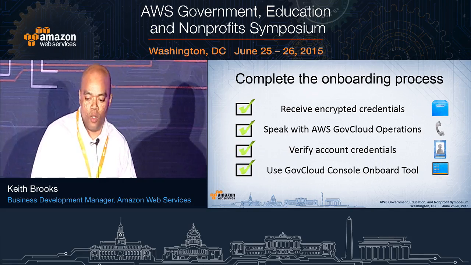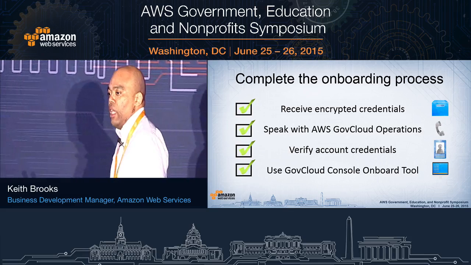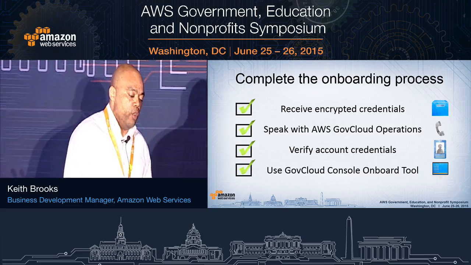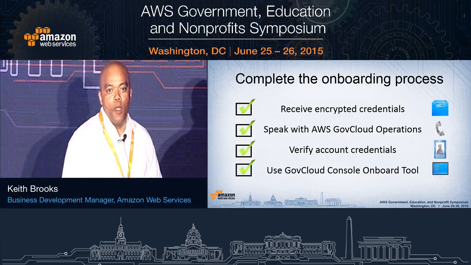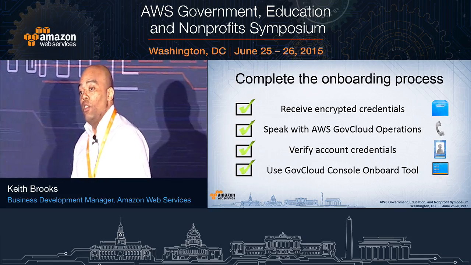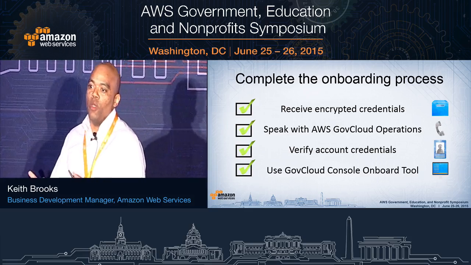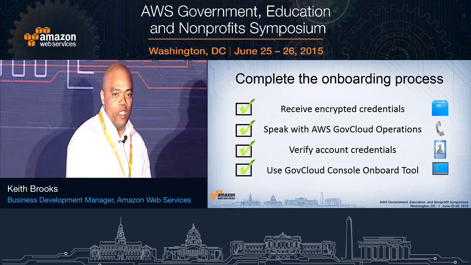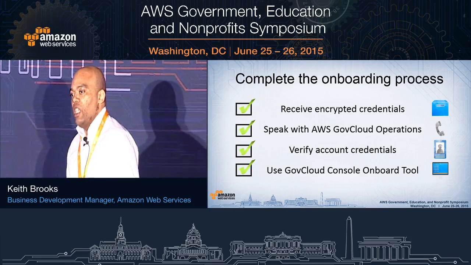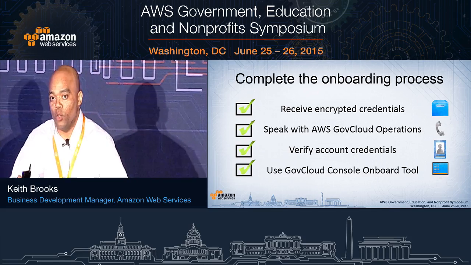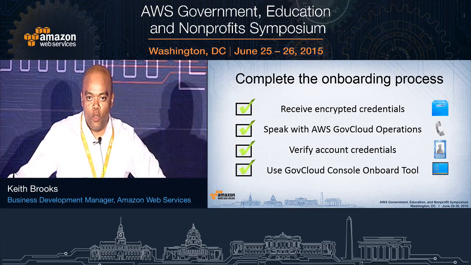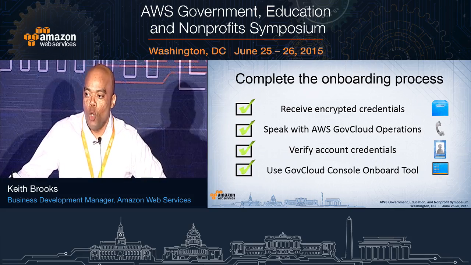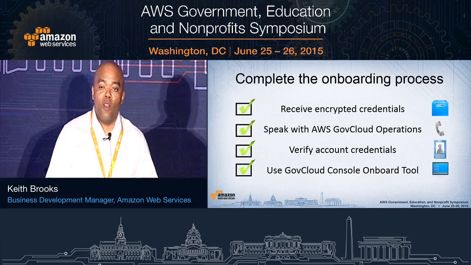Before we do that, we'll create the account, we'll create your credentials, and you will receive an email from the GovCloud operations team that will send you your account information in an encrypted PDF file. We will then set up a time via the email to call you to deliver the password to open that encrypted PDF document. We will not send you the password to your PDF file in the email. So once the GovCloud operations team sets up a time to talk to the account holder, we'll give you a call, walk through the terms and conditions, and deliver you the password to open your PDF file.